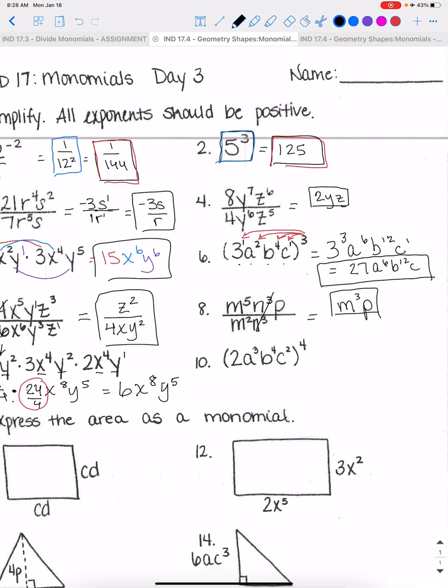Again, we've got distribution. Every power gets it, but don't forget that this 2 has a power of 1. It is not 2 times 4. It is 4 times the exponent. 4 times the exponent, 4 times the exponent, all the way across.